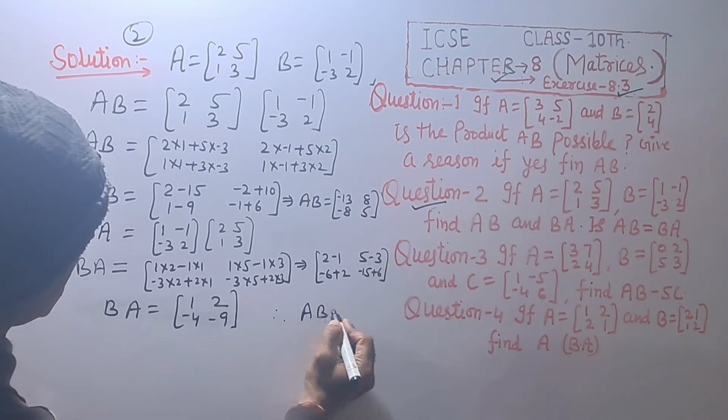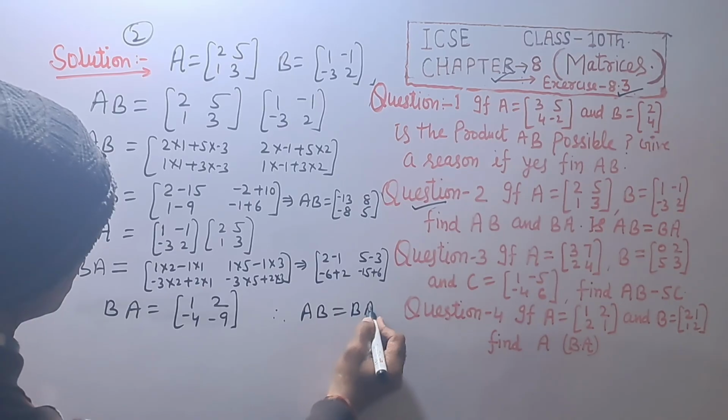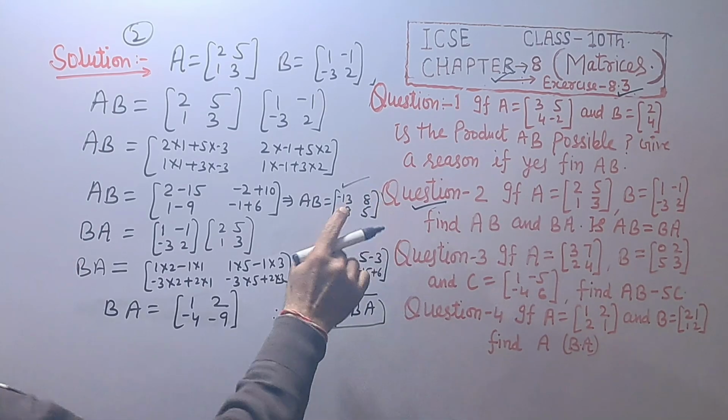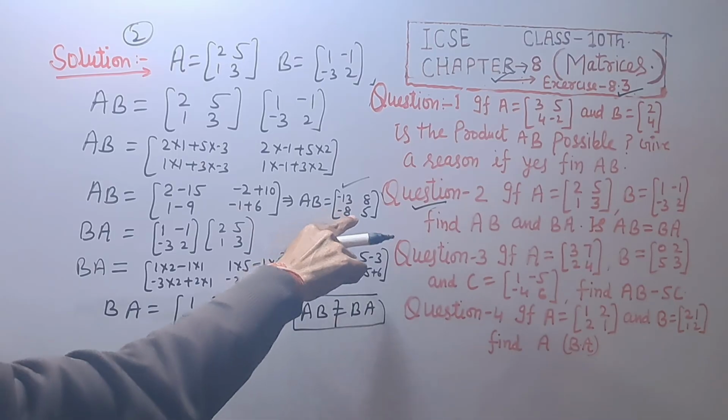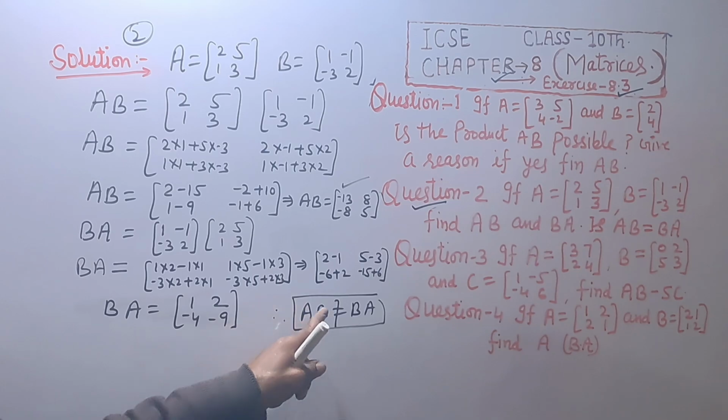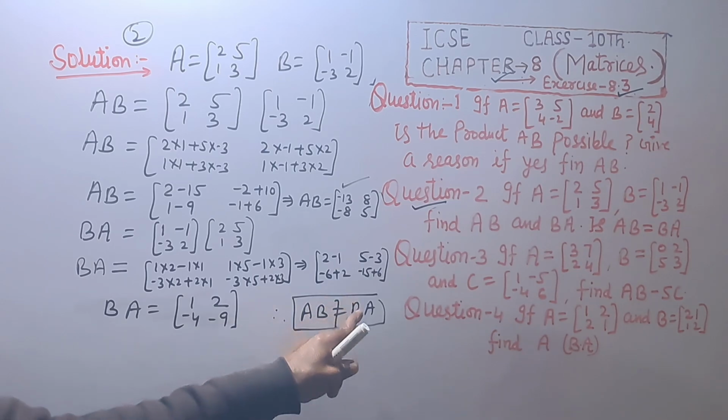So AB is not equal to BA. AB is [-13, 8; -8, 5], but BA is [1, 2; -4, -9]. So the product of AB is not equal to the product of BA.